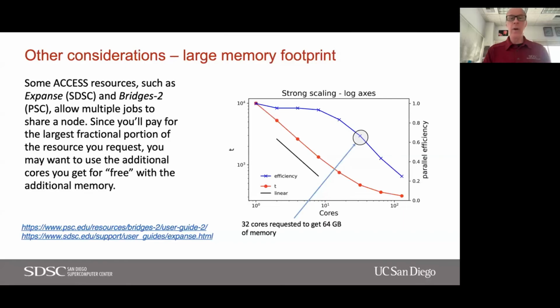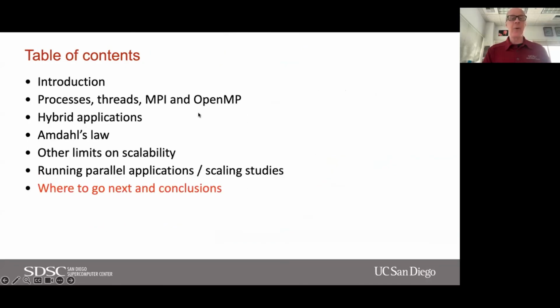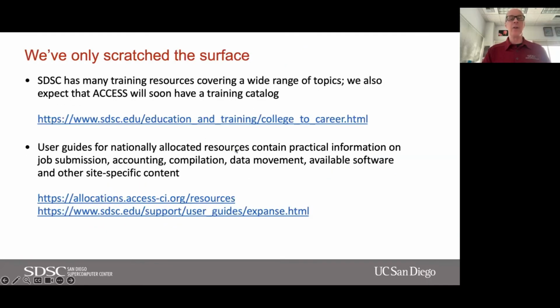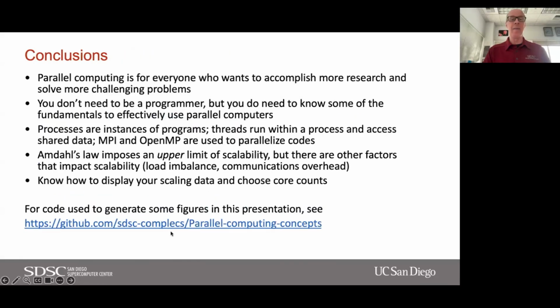Okay, so we are just here at the end of the hour. Where to go next in conclusions? So we just scratched the surface. There's a link here to our training catalog. And also, if you're familiar with the Access program, they'll soon be implementing a training catalog. You can also find examples of user guides for the NSF allocated resources at these following links.